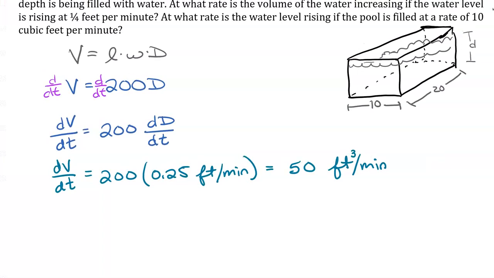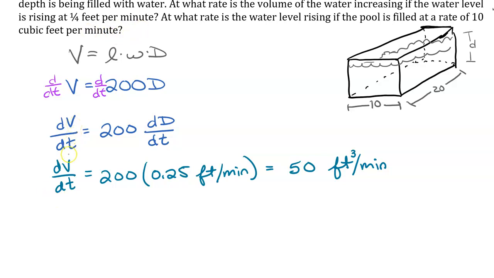In our first example, we had area and then we had length. I needed to change equations at that point. Do I need to do that here? Well, no. At what rate is the water level rising? Well, water level is depth, so I'm still dealing with volume, which means I can still use the same equation. If the pool is filled at a rate of 10 cubic feet per minute, that's a really big hint. 10 cubic feet per minute, that's a volume. Anything that has a cube unit is a volume.